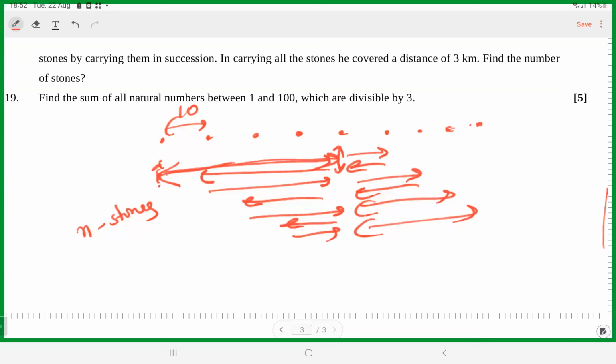So for 9 stones, the distance is n minus 1 by 2 into 10. This side is n minus 1 by 2, this side n minus 1 by 2, middle 1, total n. Understood? So if there are n stones, the distance he has to travel is n minus 1 by 2 into 10, right?